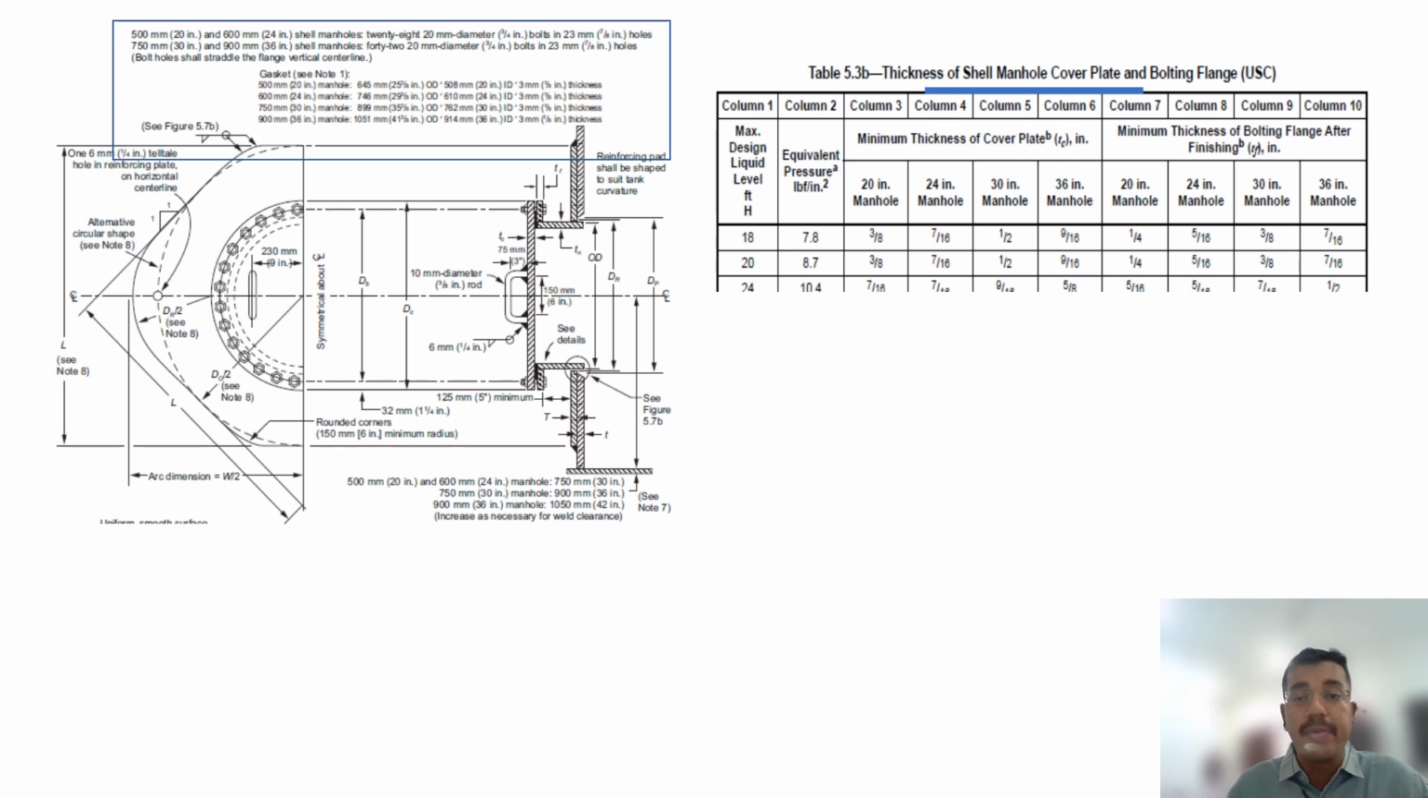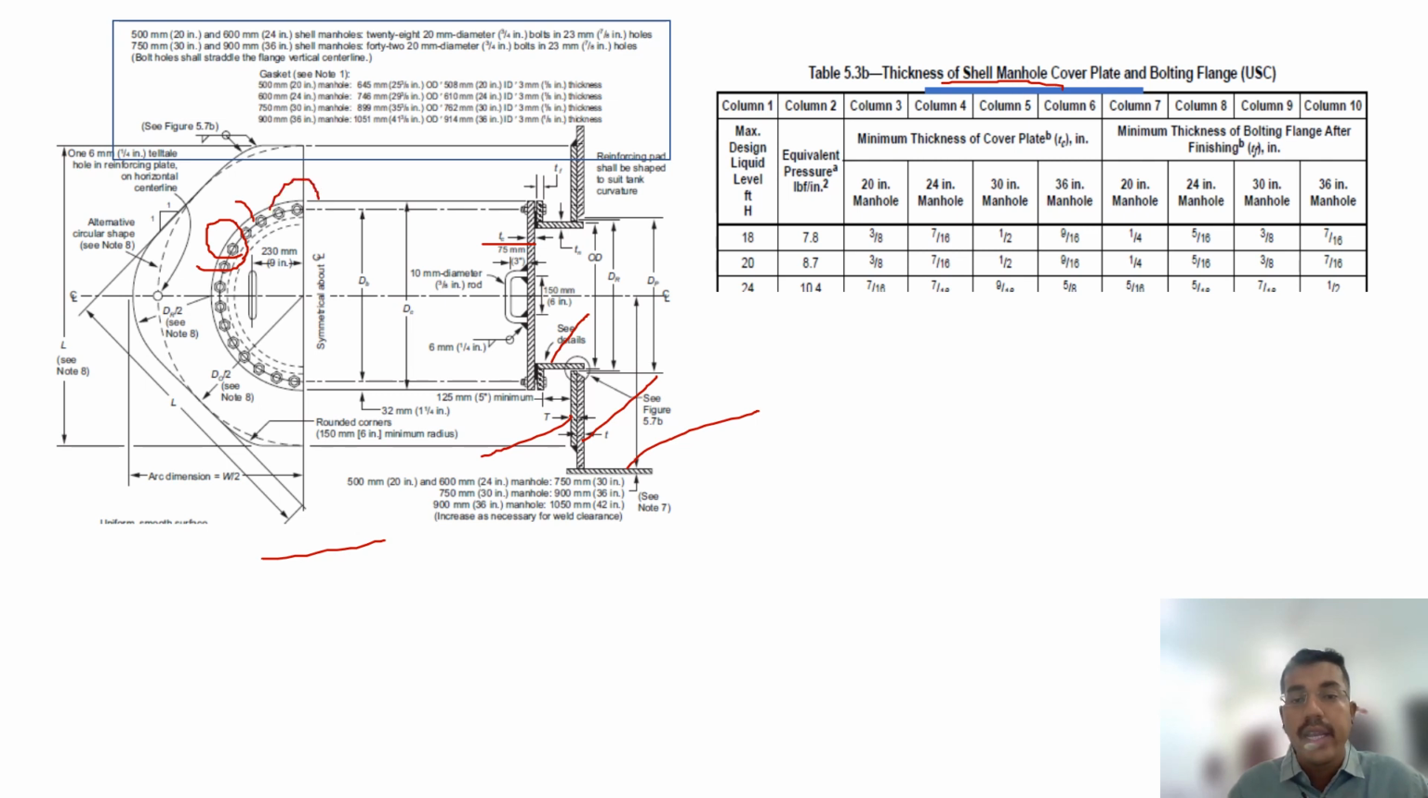Similarly, thickness of shell manhole is the same. You have to see the drawing here. Here is the shell manhole. You can see this is the bottom plate, this is the shell plate, this is the reinforcing plate, this is the nozzle, and this is the cover, the cover of the opening. So here the bolt torquing is done. Here it is its side view and this is the front view.